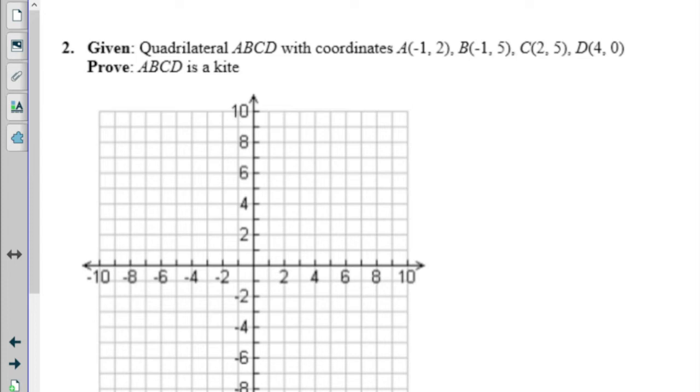So first off, we want to prove that ABCD is a kite. So you want to look back in your chart and in your notes and find your definition of a kite so that we know what we're looking for and know what formula that we're going to use. Here are our 4 coordinates.